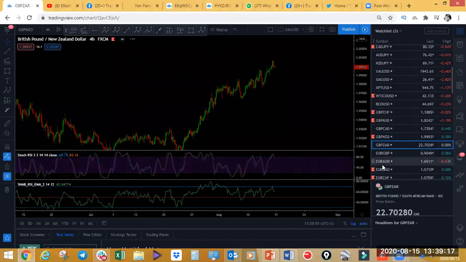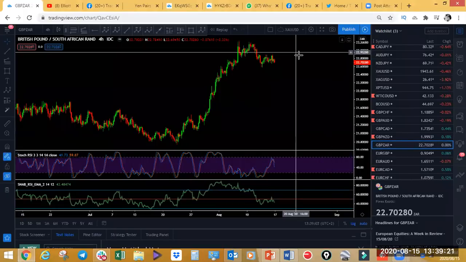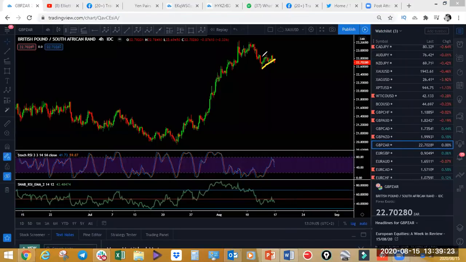Pound ZAR, we already looked at this one. Pullback in this week. Actually a nice trade here for short-term downside on pound ZAR.